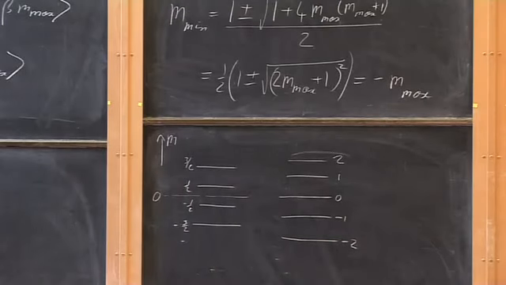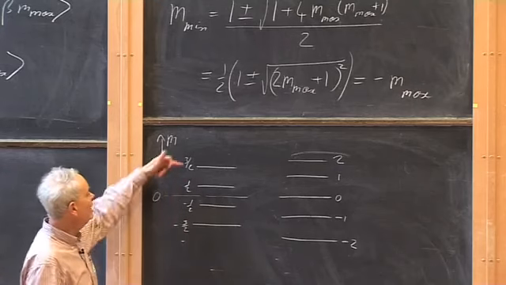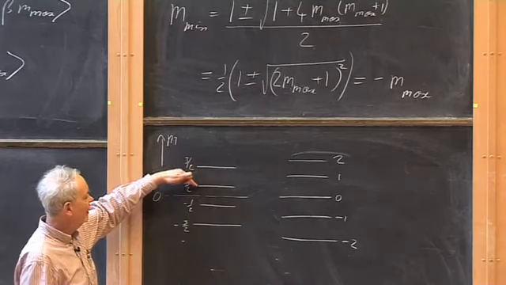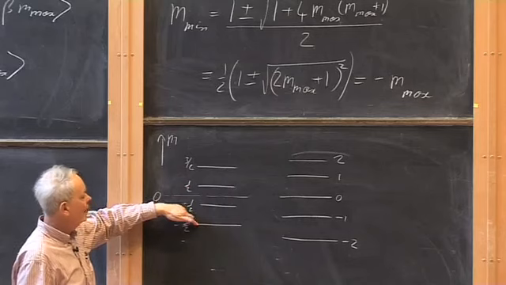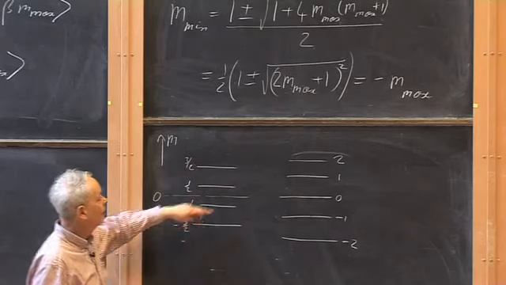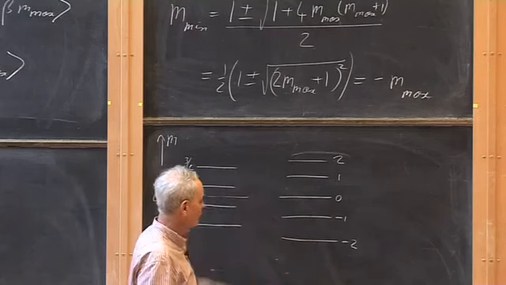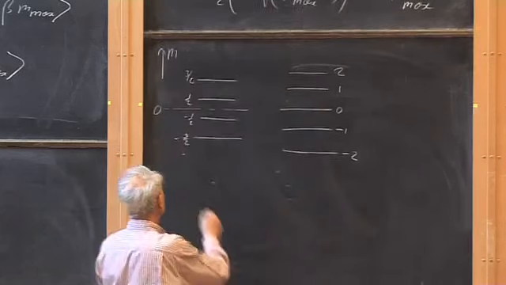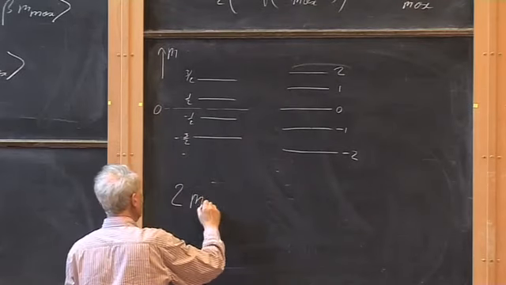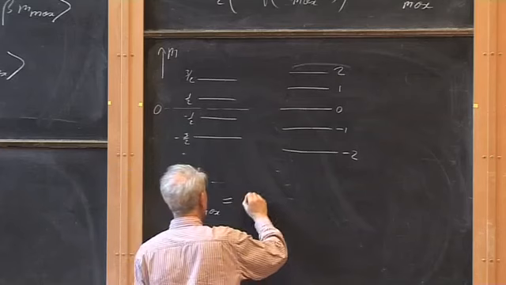These are the possibilities. But the key thing is that I know that in an integer number of steps, here 3 steps, I can go from the biggest value to the smallest value. Here there are 4 steps, 1, 2, 3, 4. So the key thing is that twice m max is an integer.